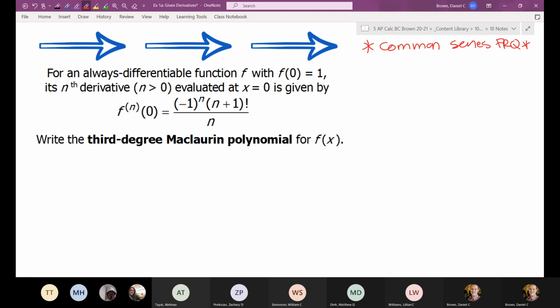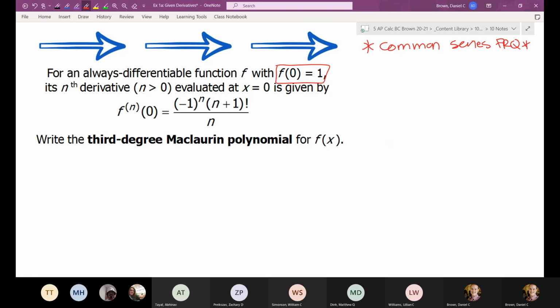So it says always differentiable. Why would we want it to be always differentiable? Think about that table we used to create the polynomials. You just keep taking the derivative over and over again. So we do want it to be always differentiable. It gives us the initial condition. It says f of 0 is equal to 1.